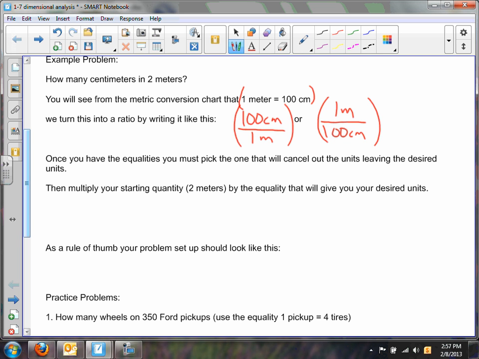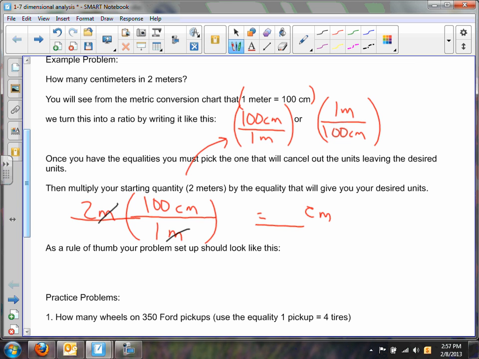So if I start with, in this case, 2 meters, and I want to end up with centimeters, I need to pick some equality that will cancel out the units. Well, if I have meters on the top, I need to pick this first one here. 1 meter on the bottom is 100 centimeters, because now the meters will cancel out. Take 2 times 100 divided by 1 gives me 200 centimeters.